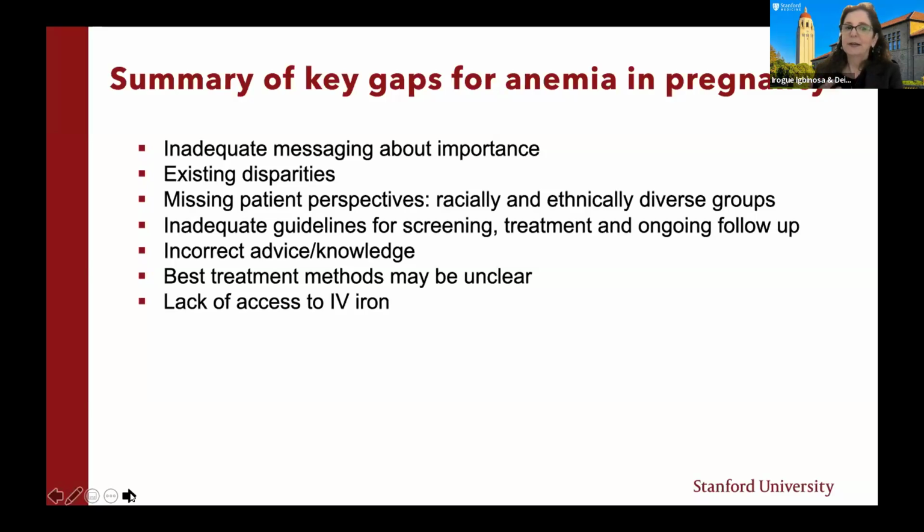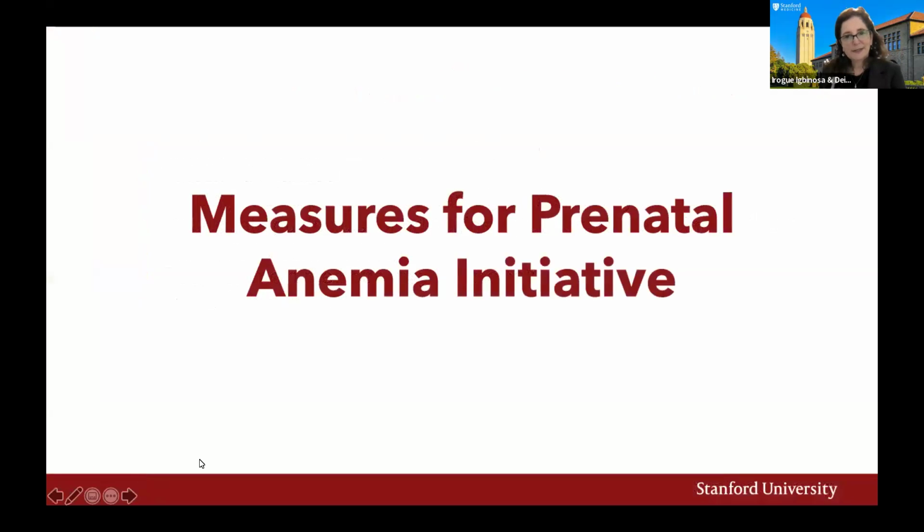We often give incorrect advice, and we may have suboptimal knowledge. Our patients as well. And sometimes the best methods for treatment may be unclear. And then finally, there's a real lack of access to IV iron. I know that some of you feel it. We've heard it in our clinical leadership groups. We've explored this, and there is an access problem to IV iron. Some of us are lucky and we have easy access. Many of us are not, and it's a real challenge. So with that said, I'm going to turn over the floor to Dr. Elliot Main, who's going to discuss measures for the prenatal anemia initiative.